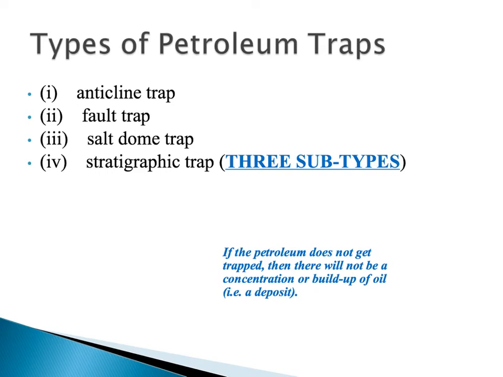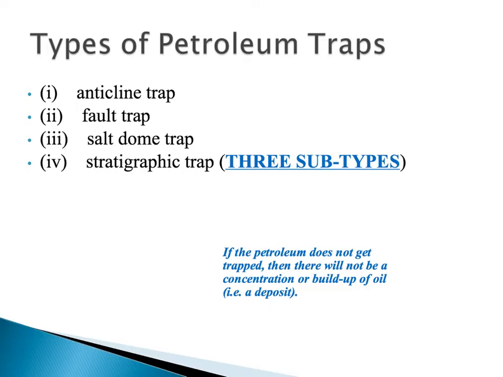So now we're going to learn about the different types of petroleum traps. You can have an anticline trap, which is basically a fold trap, but it's an upfold trap, not a downfold trap. You can have a fault trap that could be a normal fault, a reverse fault, or a thrust fault, depending on the type of stress involved. It could be a salt dome trap, and it also could be a stratigraphic trap, noting that there are different subtypes of a stratigraphic trap.